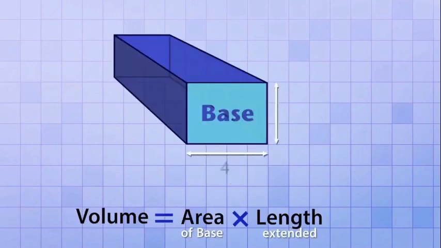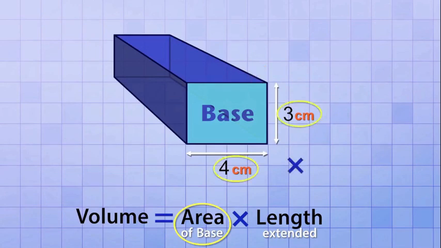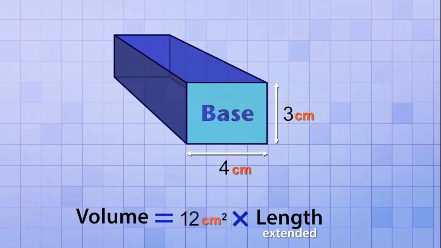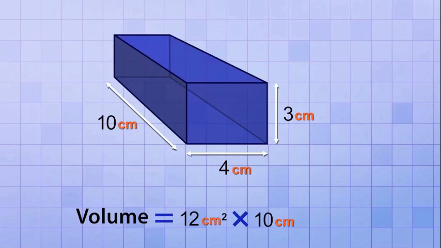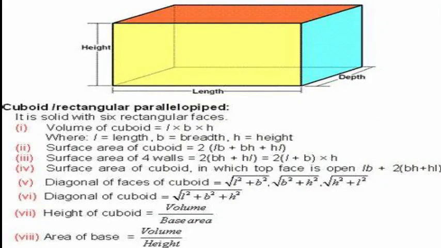Here you can see how the volume of a cuboid is actually calculated. Volume is the area of the base multiplied by the length. How do we get the area of the base? By multiplying the length and breadth. 4 cm here and 3 cm, we get 12 cm squared, and just replace it. So to find the volume, we need to multiply this area with the length extended, that the base we extended. So let us take the length extended as 10 centimeters. Just substituting it in length and multiplying with 12 centimeters squared, we get 120 centimeters cubed.